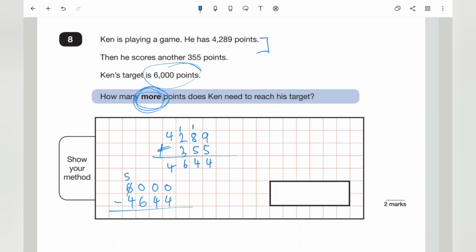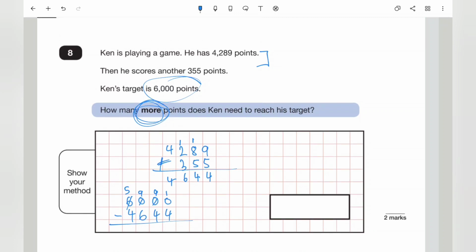That becomes 5. That becomes 1. These change to 9 because we borrowed from the 6 here, from the 6,000. 10 take away 4 is 6. 9 take away 4 is 5. 9 take away 6 is 3. 5 take away 4 is 1. So your final answer for this question will be 1,356. So this is essentially how many more points Ken will need to reach his target.